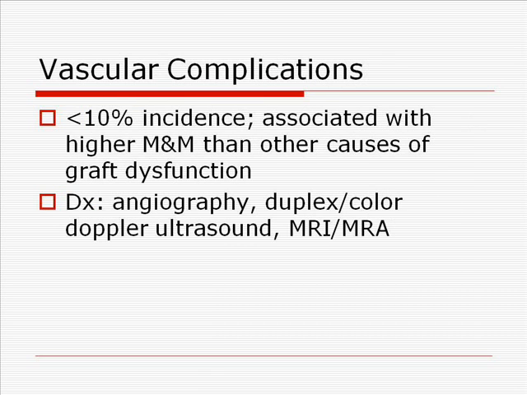Vascular complications are seen in less than 10% of transplant patients, but they're associated with a higher morbidity and mortality than other causes of graft dysfunction. Angiography is the standard for diagnosis, but ultrasound with duplex or color Doppler is a non-invasive approach that can give you a clue as to the etiology of whatever's going on with the patient. And MRI and MRA have a superior contrast resolution, multiplanar capability, a lack of operator dependence, and no need for IV contrast compared with CT or ultrasound.